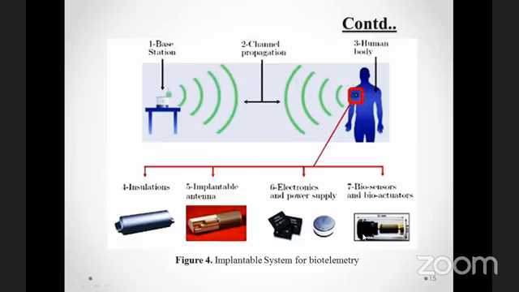Then various biosensors and bioactuators are placed within this packaging. The antenna takes and gives data. Biosensors take data from the human body. Actuators take commands from the base station and accordingly give certain control signals to various tissues of the body. This is a very brief idea of an implantable system, particularly for biotelemetry and similar applications.